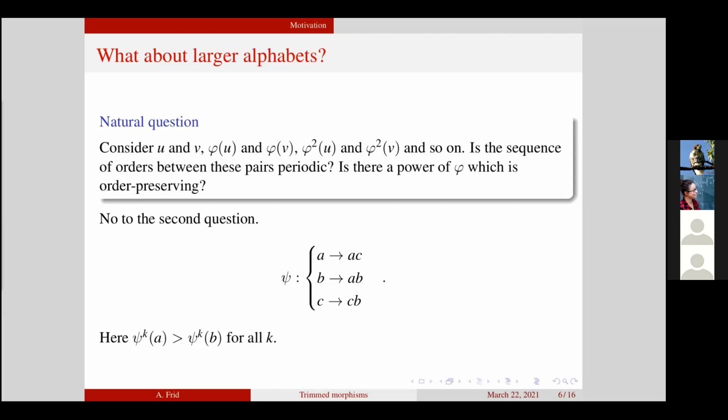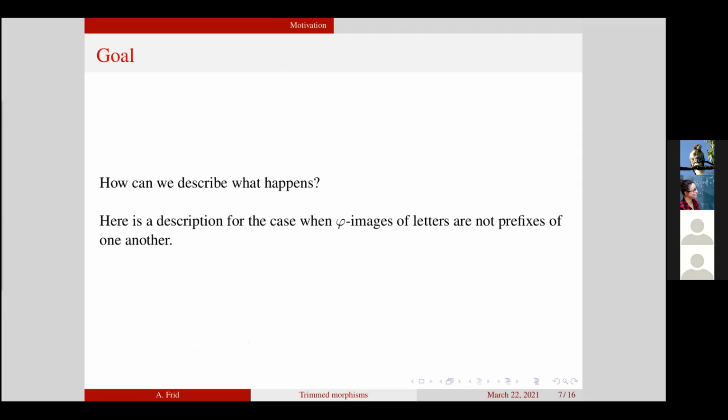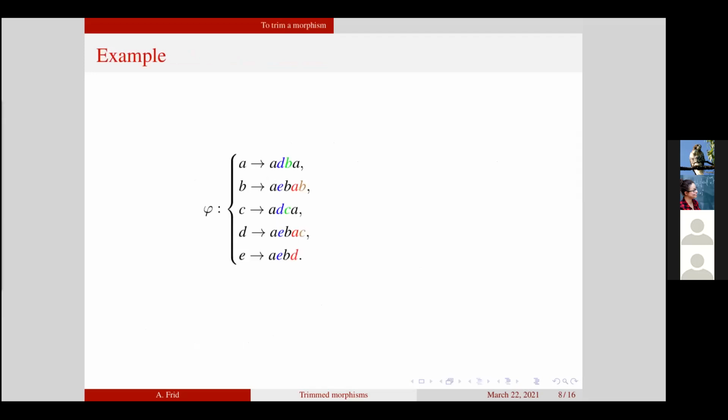What are the cases we can meet? And here is a kind of description of how we can describe what happens. The result is not very nice. We just understand that there is a finite number of possibilities, even if this finite number is huge. Instead of giving a formal definition, I just give you an example.